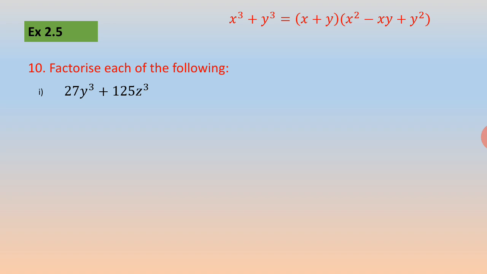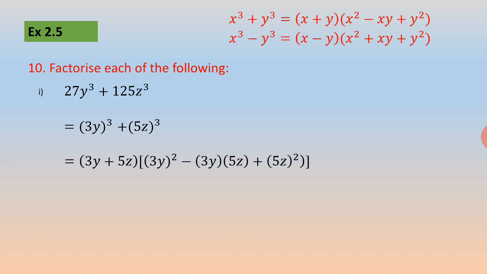Our question is the left hand side. Answer will be the right hand side with the corresponding changes. The second identity, a similar one, is again shown here for your understanding. Now, the changes are done. 3y whole cube plus 5z whole cube. Now, we'll do the changes in the right hand side of the identity. It is x plus y, so 3y plus 5z. And the changes in the second bracket are also done. You will substitute x as 3y, y as 5z.